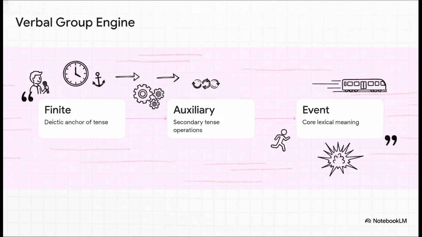And notice the perfect mirror symmetry with nominal groups here. The verbal group also starts with a deictic anchor, the finite operator, which ties the verb to the present moment through tense or modality. Then we pass through the auxiliaries, and we end with the event, the core experiential meaning. Just as nouns start with deictics and end with things, verbs start with the anchor to the speaker's now and end with the raw action.